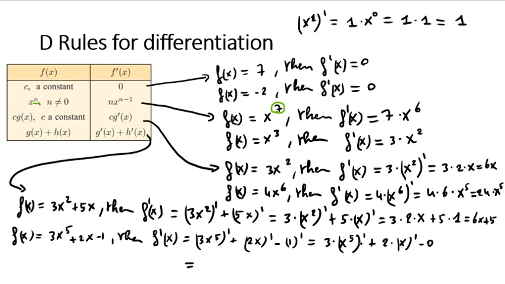So the derivative of x to the power of 5 is just 5 times x to the power of 4 plus 2 times the derivative of x, which is 1. So the answer is 15 times x to the power of 4 plus 2.